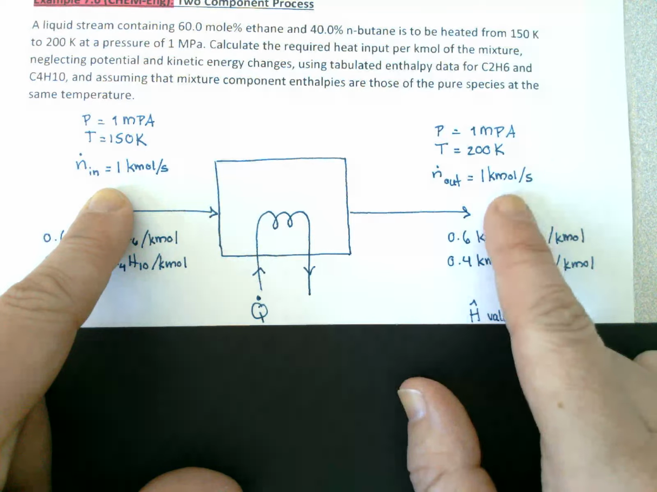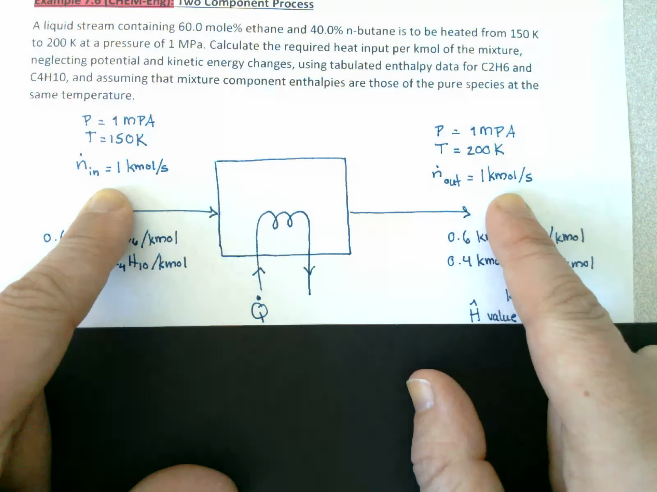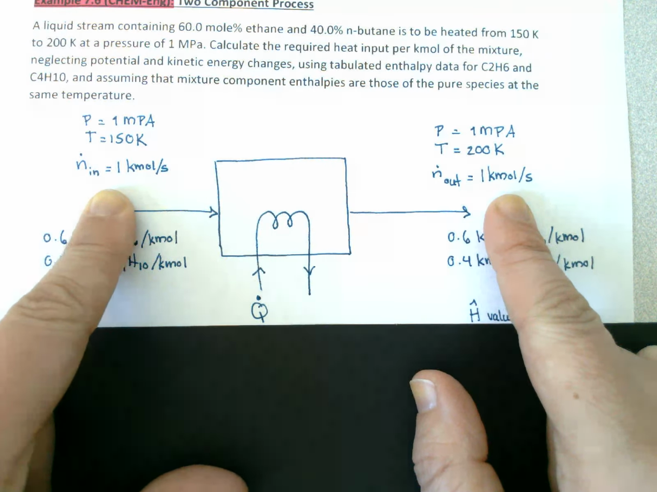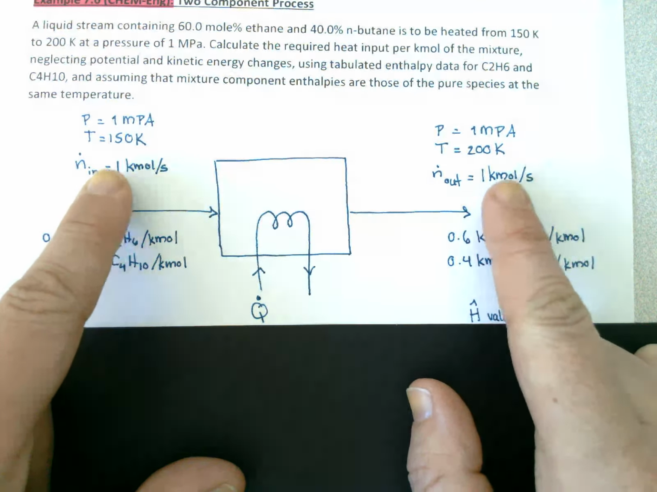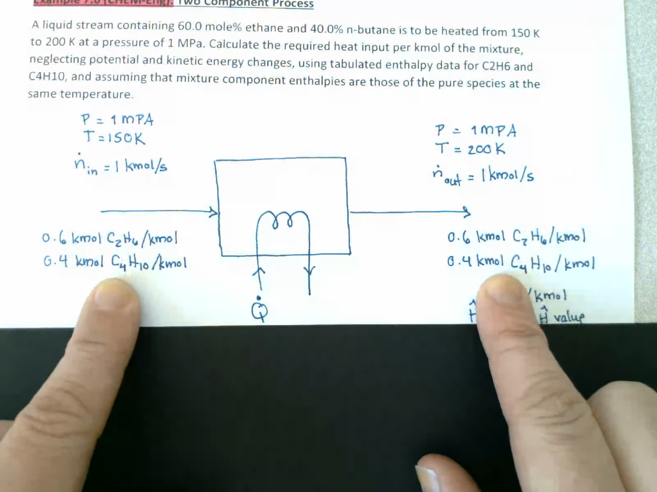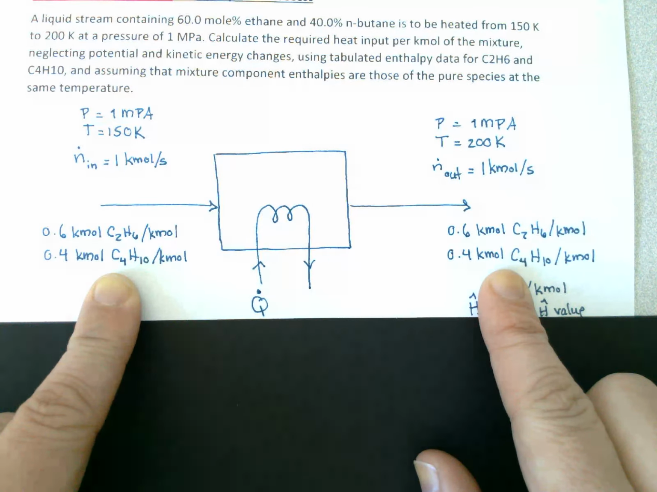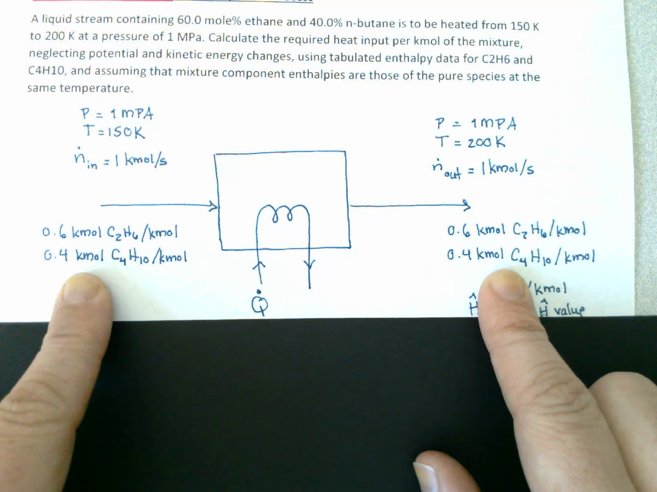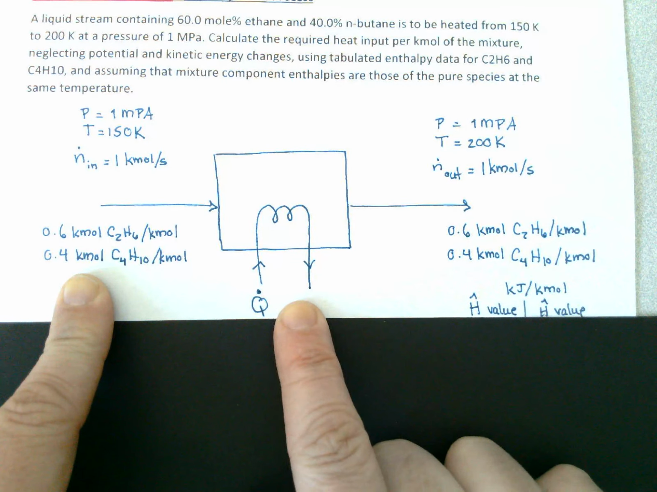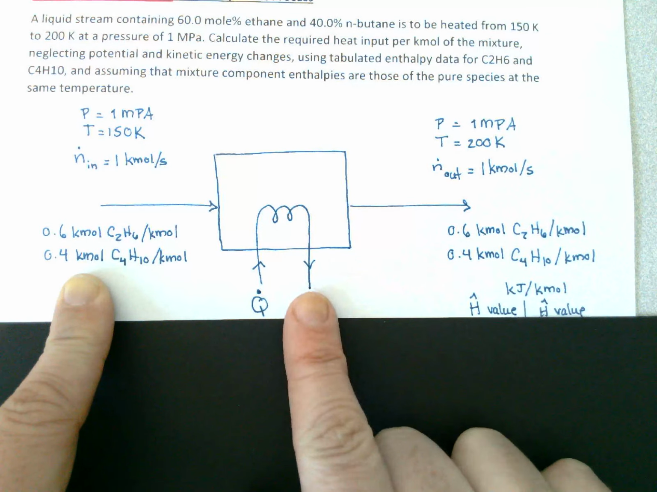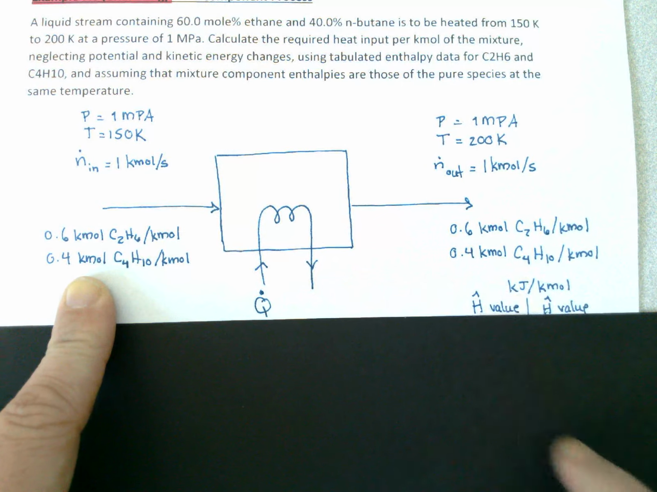So our flow rate in is going to be the same as our flow rate out because we're not accumulating anything in the system and we're not performing chemical reactions. What that means is that the components coming out are also going to be the same. We're going to have about 60% ethane and about 40% N-butane coming out as coming in. But we're adding heat to the system, so energy is definitely changing, even if the number of moles are not.